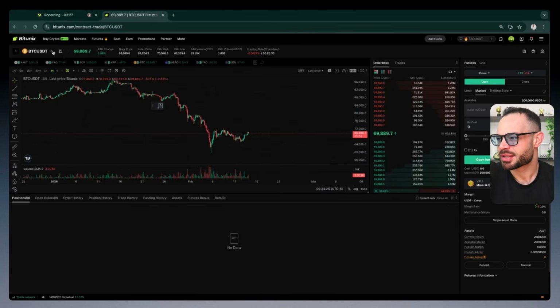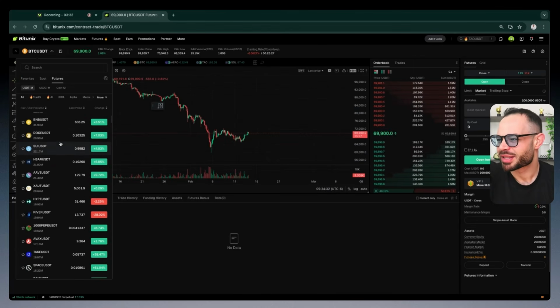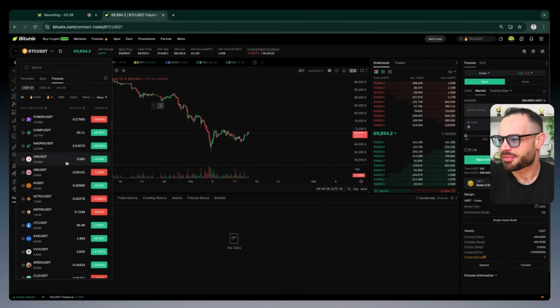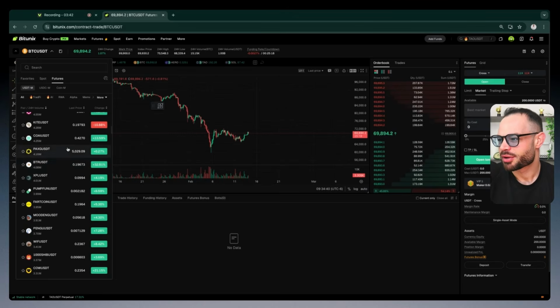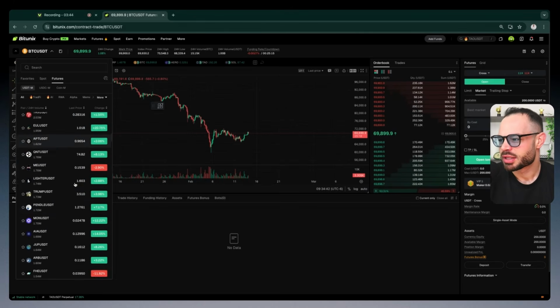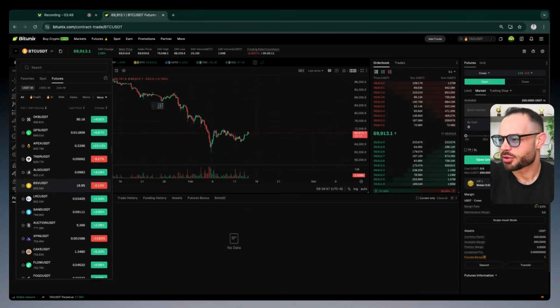And so you can see here, BTC USDT is selected by default, but what you have the opportunity to do is select the market or the asset that you want to be trading here using futures. Now, Bitunix has a very wide array of different assets and altcoins that you can trade here. You can even trade gold. You can even trade some different assets that may not be available on other exchanges as well.